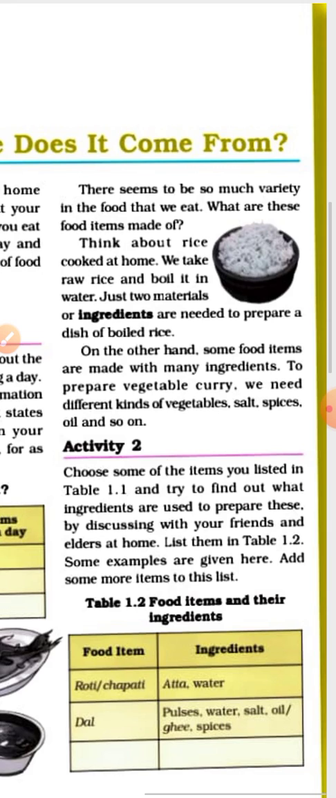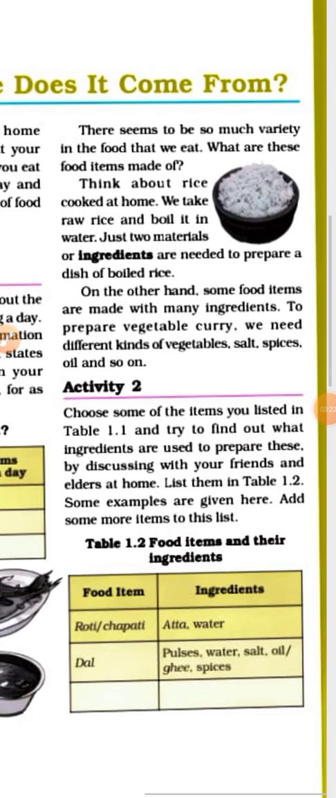On the other hand, some food items are made with many ingredients. To prepare vegetable curry, we need different kinds of vegetables, salt, spices, oil, and so on. And some dishes require very many ingredients. For example, vegetable curry. For vegetable curry, we require vegetables, salt, spices, oil and so on. Now we'll see activity 2.